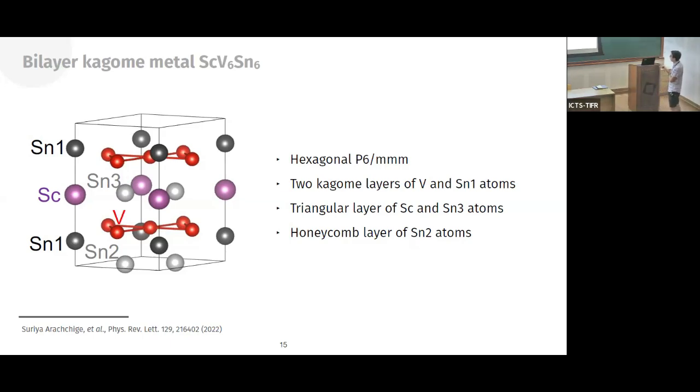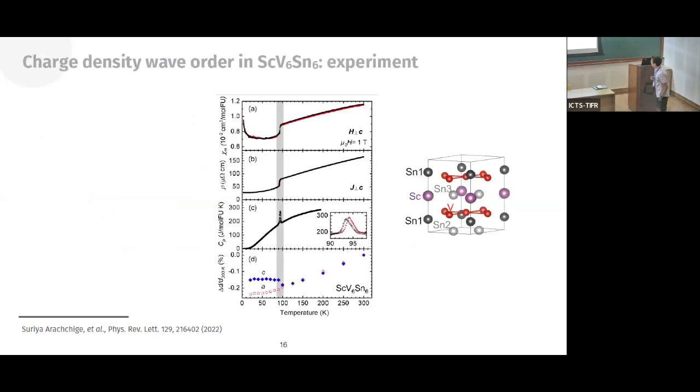Then there's also a triangular layer of scandium atoms in purple and these tin 3 atoms, and then a honeycomb layer of what are called tin 2 atoms. And what will be relevant for our discussion of the charge density wave are these chains here of tin-1, scandium, tin-1 atoms.